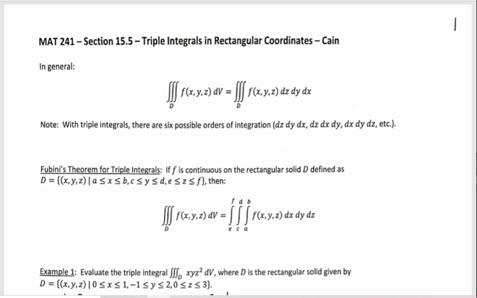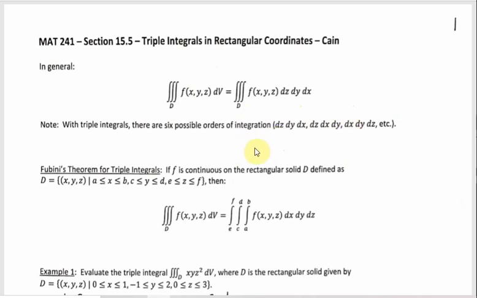Triple integrals end up being conceptually pretty similar to double integrals, except that there is more to do since there is that third integral, but also there are more options. Whereas with a double integral, at least if it's in rectangular coordinates, it's either dx dy or dy dx, and that's it, right? Those are your only two options for the orders of integration.